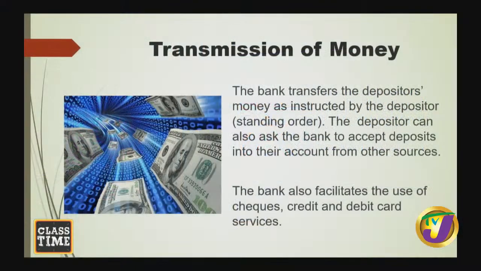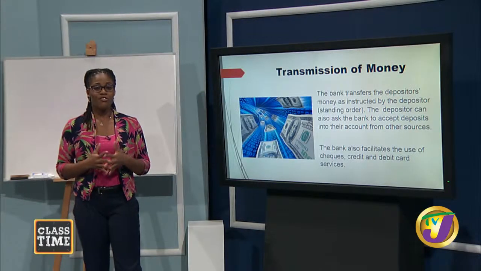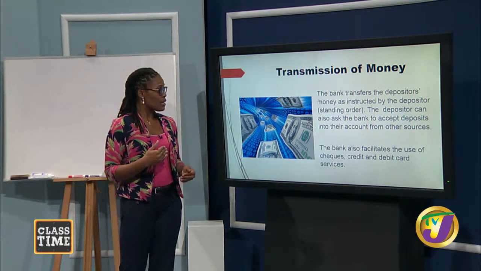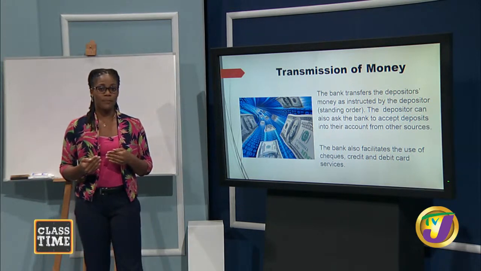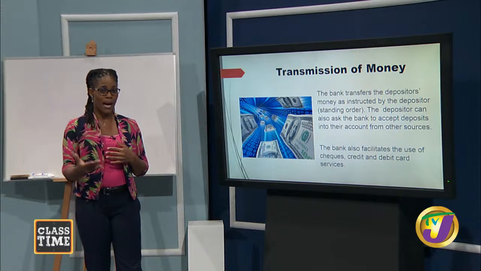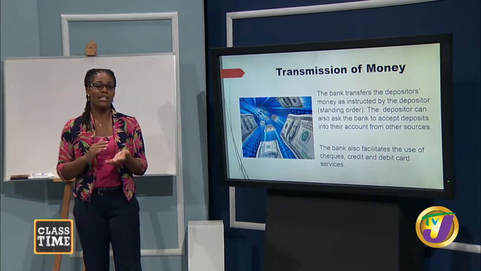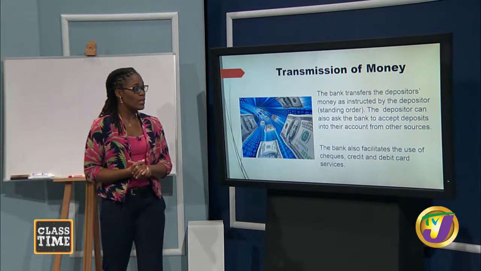Now, transmission of money is also another important service offered by commercial banks. Now, the bank transfers the depositor's money as instructed by the depositor, and this is called a standing order. So let us pause a minute and talk about the standing order. You know what a standing order is? Right, so a standing order is basically written instruction from an account holder to the bank to carry out a transaction on the account holder's behalf.